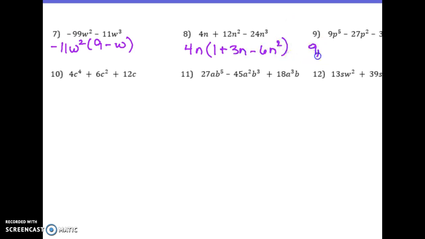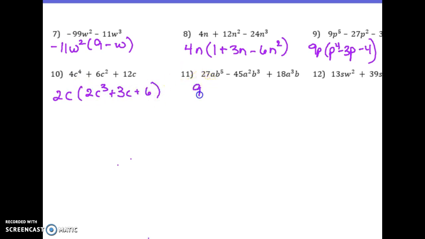Okay, this would be 9p times p to the 4th minus 3p minus 4. 10 would be 2c times 2c cubed plus 3c plus 6. 11 would be 9ab times 3b to the 4th minus 5ab squared plus 2a squared. And 12 would be 13sw squared times 1 plus 3s squared w.